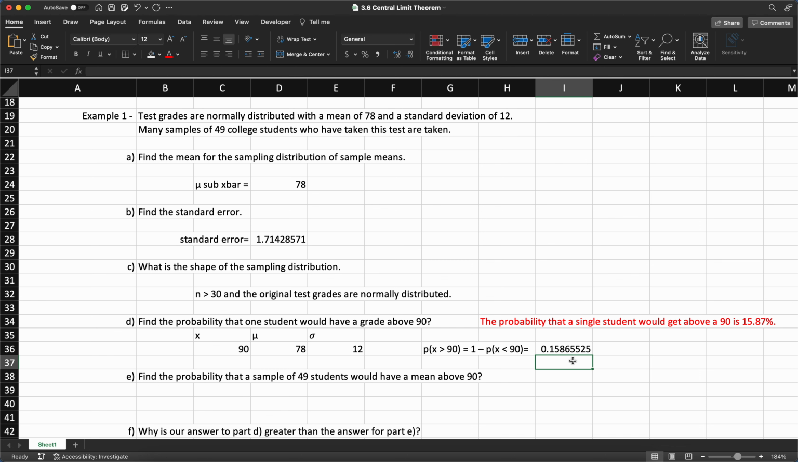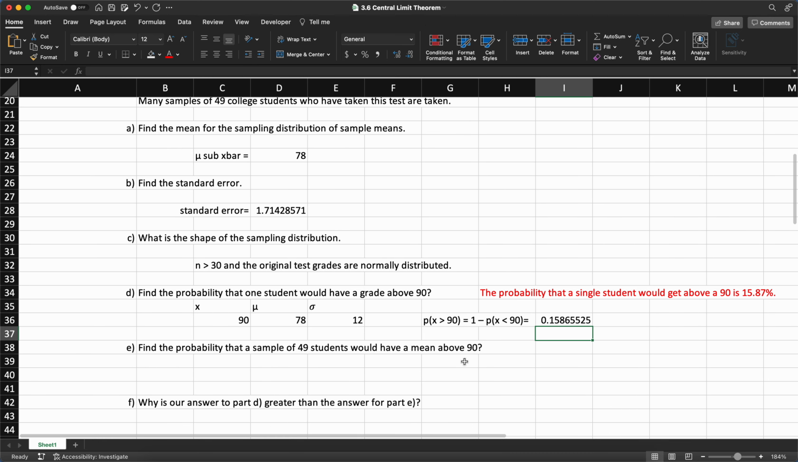Okay, so the probability, if I randomly select a student from the population, what's the probability that that student got above a 90 on this test? It's 15.87%, which isn't high, but it's not like crazy. Okay, 15%. That's doable, right? That's something we would expect to see. One out of 6 times, 7 times, 1 out of 7 times sounds about right. Okay, 1 out of 6 or 7 times a student's getting above a 90.